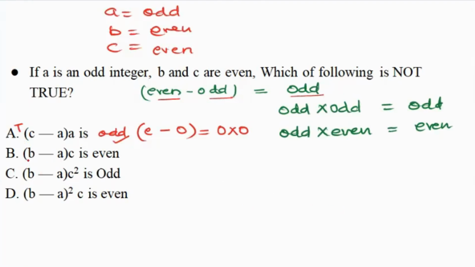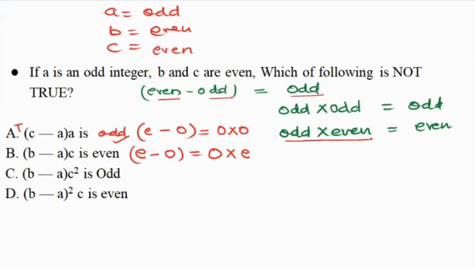Now when we are moving to option B, option B is saying that (B − A) times C is an even number. So B is an even number again, and A is an odd number again. So even minus odd is odd, that we all know now. Correct? Now I need to multiply it with C. And C is an even number.